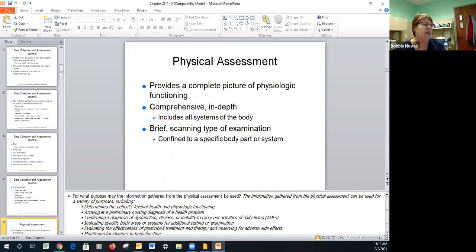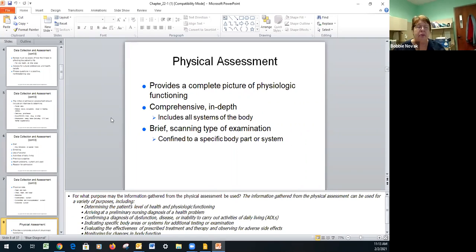Okay, and then we will start our physical assessment. We're going to look at the picture of physiological functioning here now. We're going to do this physical assessment to get information to be used to determine their health level, their physical functioning, to confirm their diagnosis, confirm their dysfunction, and indicate specific body areas that we need to pay attention to. There are a lot of reasons we do this, but it's going to give us a complete picture.